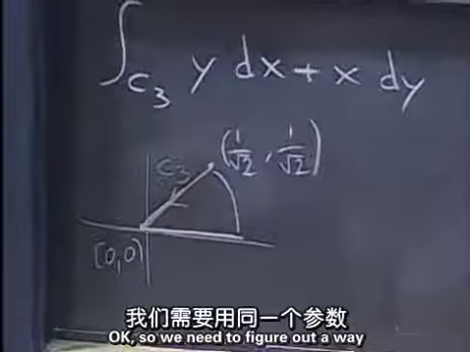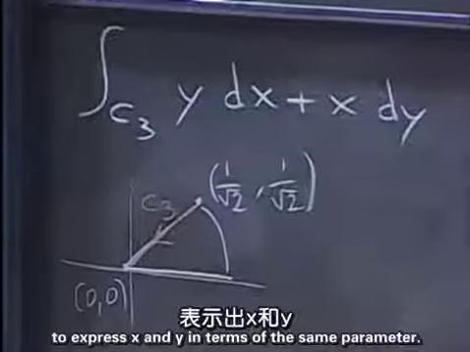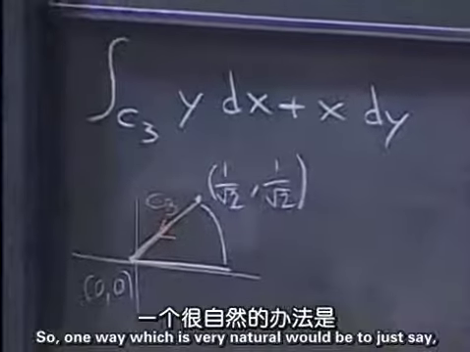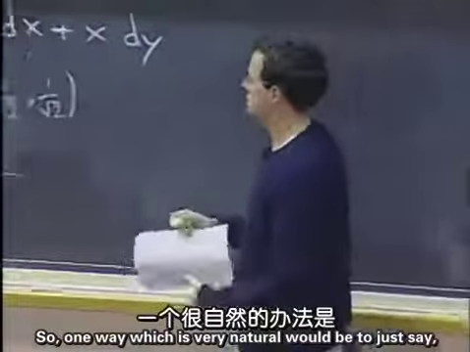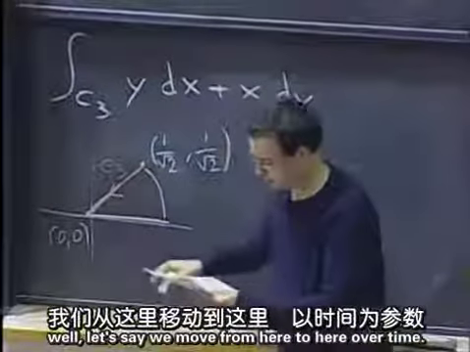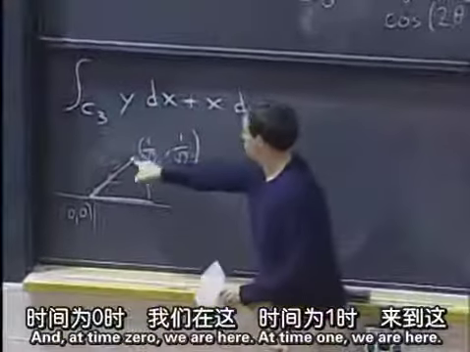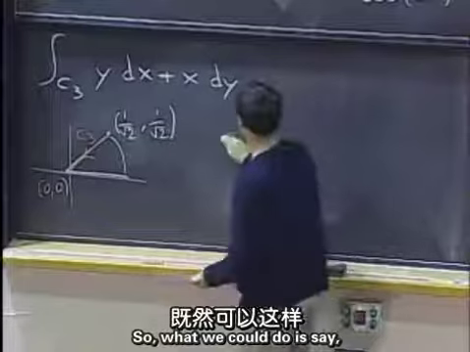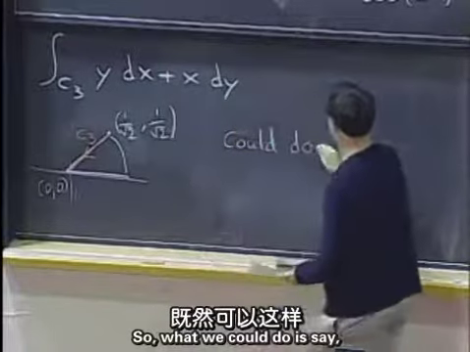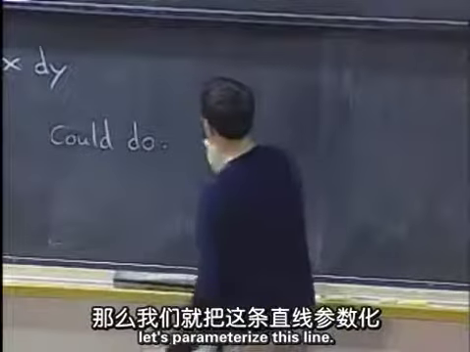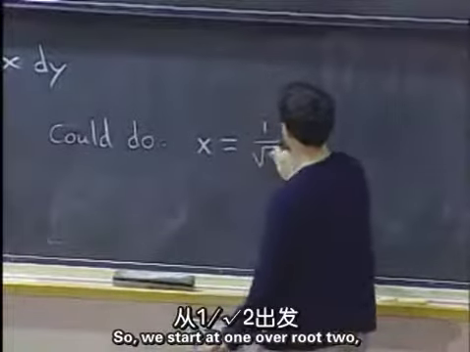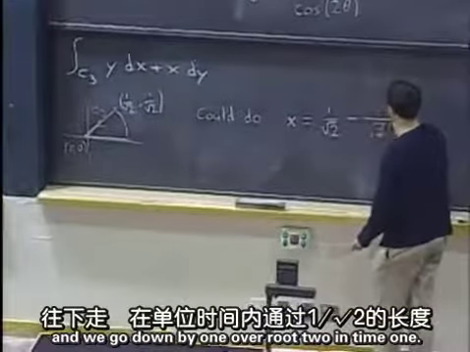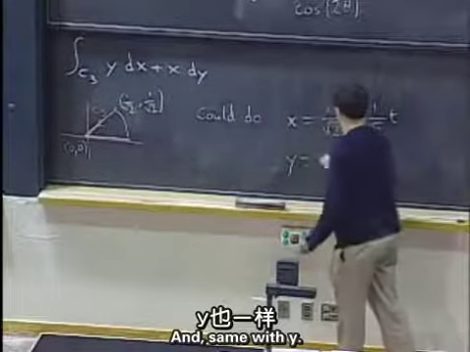Okay, so we need to figure out a way to express x and y in terms of the same parameter. One way, which is very natural, would be to say, let's say we move from here to here over time. At time 0, we're here. At time 1, we're here. We know how to parameterize this line. So what we could do is parameterize this line: we start at 1 over root 2, and we go down by 1 over root 2 in time 1, and same with y.